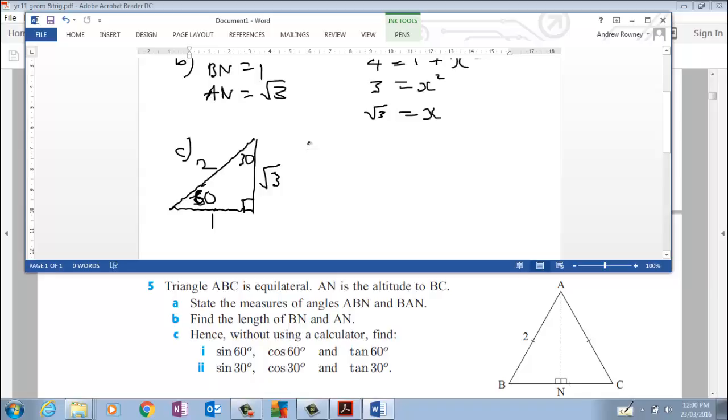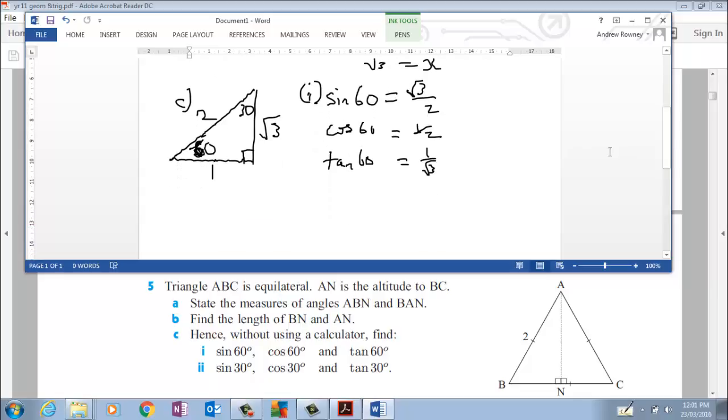Now part 1 is to work out sine 60. Sine 60 equals opposite over hypotenuse. Opposite that angle is root 3. The hypotenuse is 2, so it's root 3 on 2. To do cos 60, we do the adjacent to 60, which is 1, and divide by hypotenuse, which is 2. To do tan 60, we can do opposite over adjacent, which is root 3 over 1, so root 3.